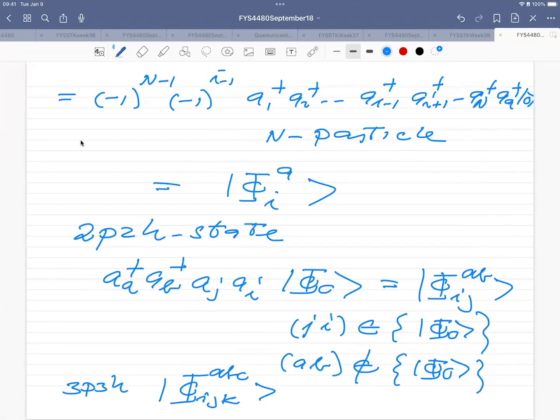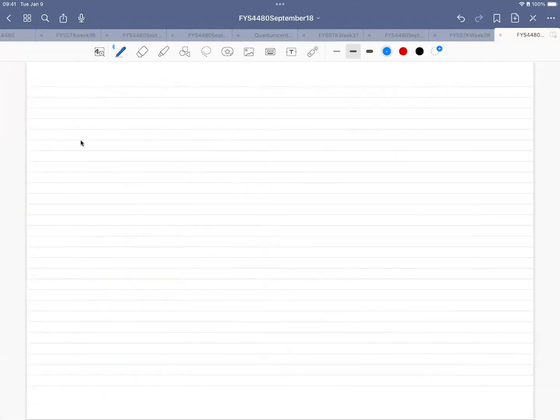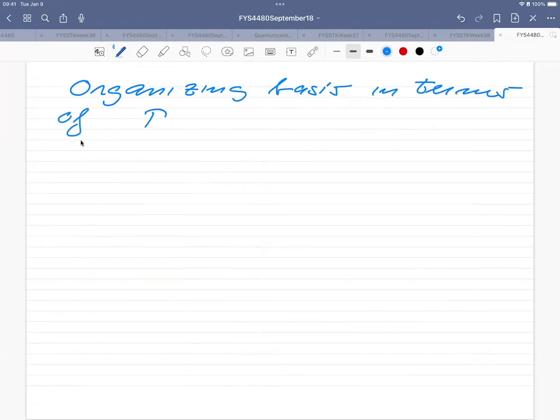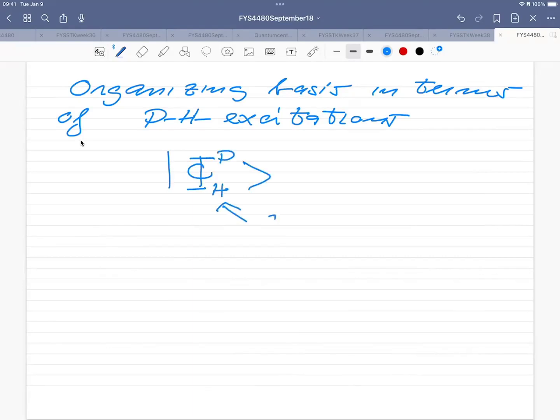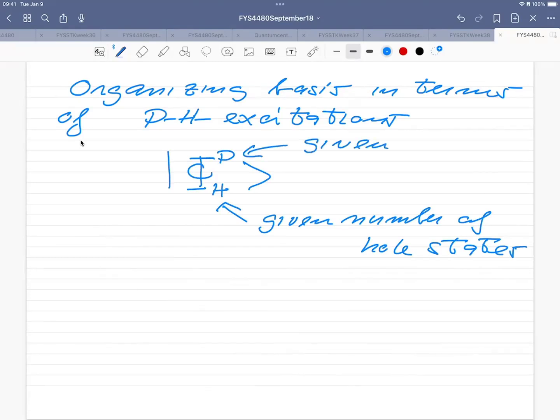An n-hole state, which is the most we can make. So if we're now looking at the possible bases which we have, organizing the basis in terms of particle-hole excitations, the notation which I want you to work with is now something like H and P. These are uppercase letters. So this is a given number of hole states, and this one is then the same given number of particle states.